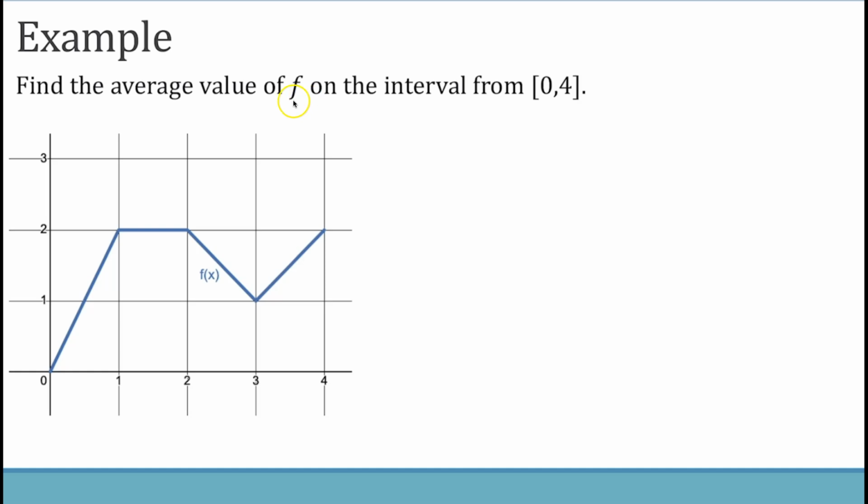Now let's find the average value of f on the interval from 0 to 4, but f is presented to us in graphical form. Let's write out the formula. So f average is 1 over 4 minus 0, so 1 over 4, the integral from 0 to 4 of f of x dx. Now to evaluate this definite integral, we're going to have to use the idea of the definite integral representing the signed area between f of x and the x-axis here.